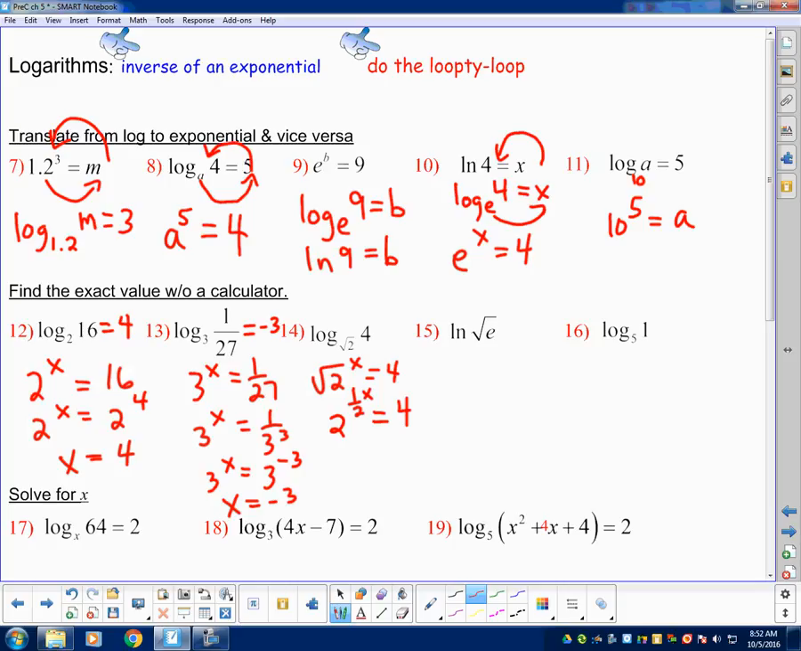So then I'd change my 4 to 2 squared. And now that my bases match, I can set 1/2 x equal to 2. And so x would equal, multiply each side by 2, x will equal 4.